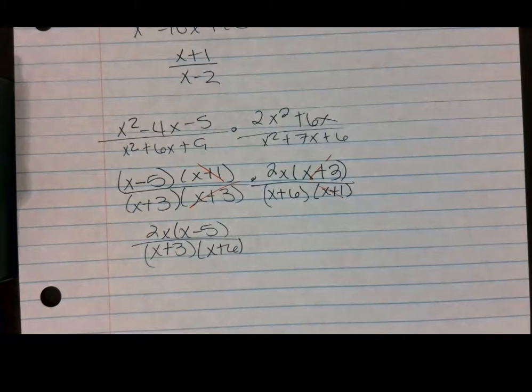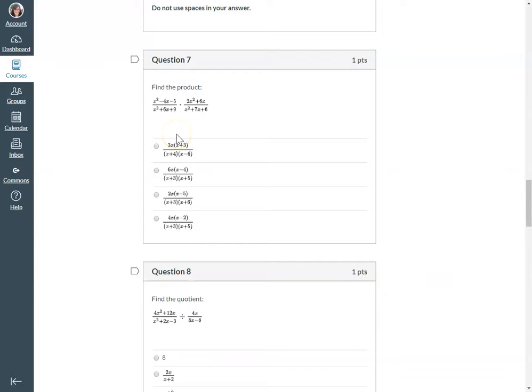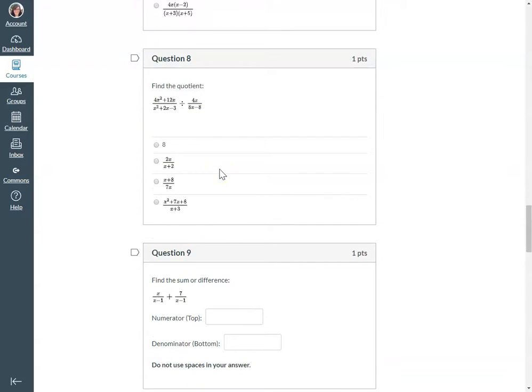Then I'm going to go back onto my quiz and find that one. It was the one with 2x, x minus 5. Okay. Number 8 wants me to find the quotient, so I'm going to write that down. Remember, quotient is division. I have 4x squared plus 12x over x squared plus 2x minus 3 divided by 4x over 8x minus 8.